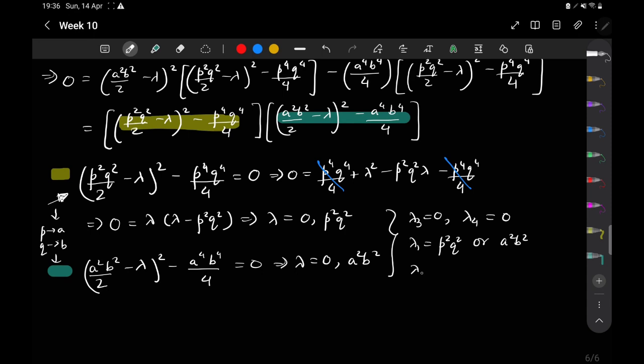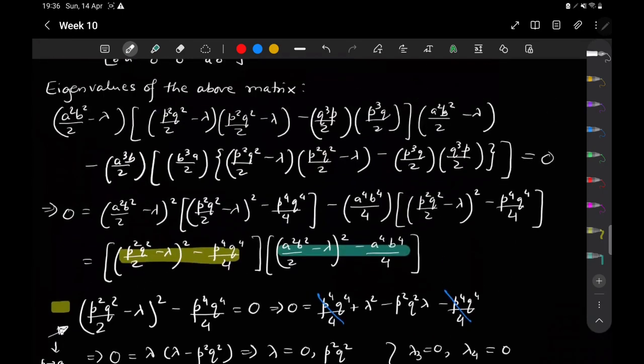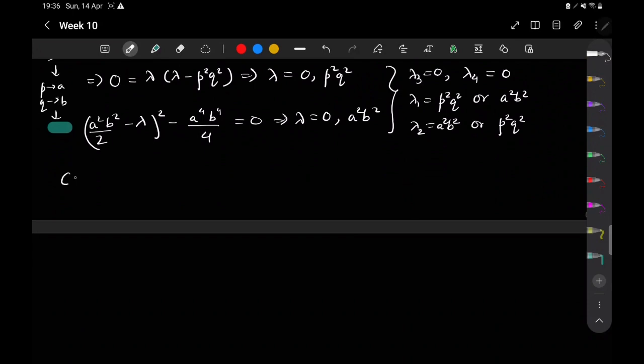Or the other option is lambda 1 can be either a squared b squared or p squared q squared. So if lambda 1 is p squared q squared, then lambda 2 is a squared b squared, and if lambda 1 is a squared b squared, then lambda 2 is p squared q squared. So now concurrence.